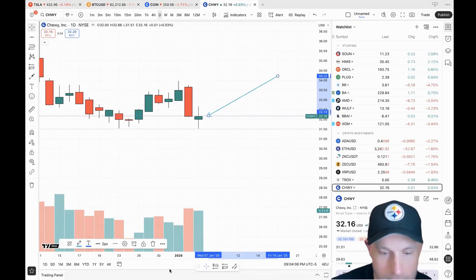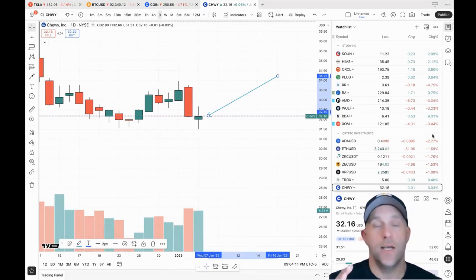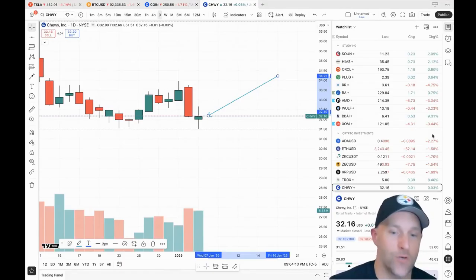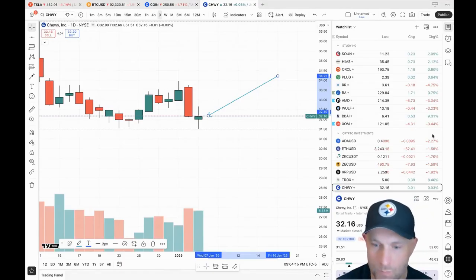All right. Now, green candle. Is a green candle bullish or bearish? What do you think?